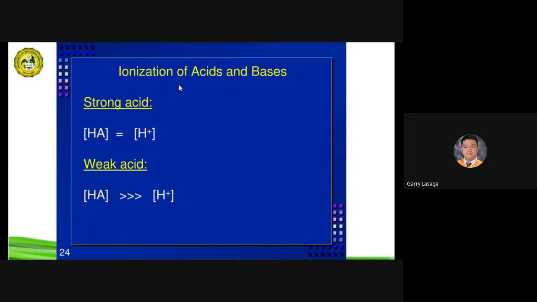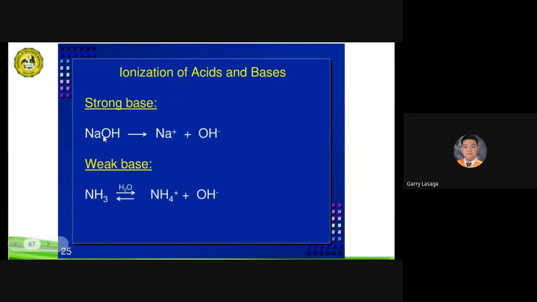So we also have here the ionization of our acids and bases. We have here our strong acid, and we have here our weak acid. For strong acids, they will yield hydrogen ion in a solution, and the reaction is more to the left, and there is a complete dissociation of our hydrogen ion. For a weak acid, there will be more in terms of the ionization, so it will produce lesser amounts of hydrogen ions.